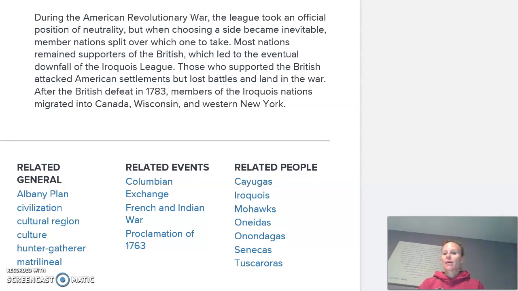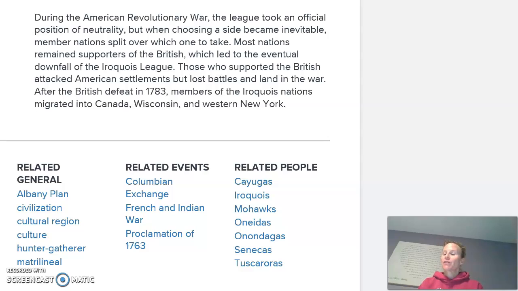Okay, so during the American Revolutionary War, which again is something we'll learn about next year, the League or these Native American tribes decided they wanted to stay neutral, which means they didn't want to take sides. But when they had to, they kind of split. Some went with the British, and some stayed with the American settlers. Okay, those who supported the British and attacked the American settlements lost land and the war.